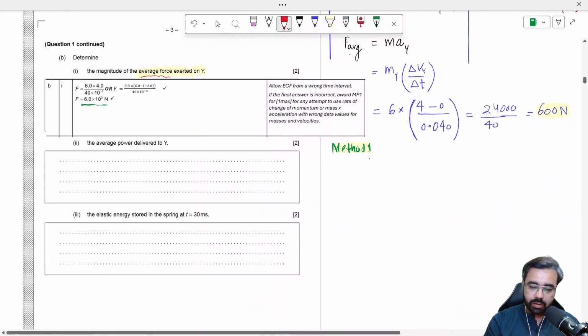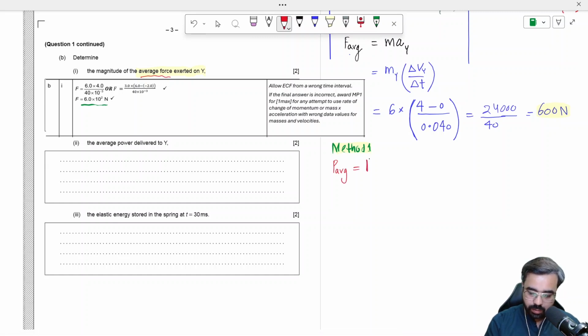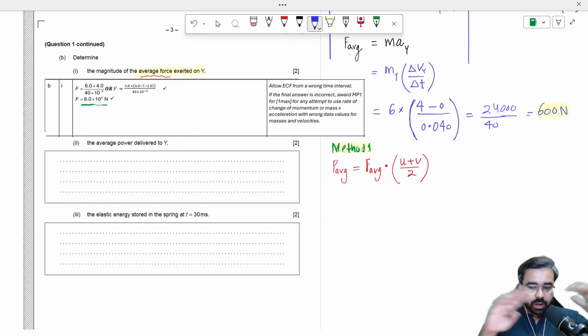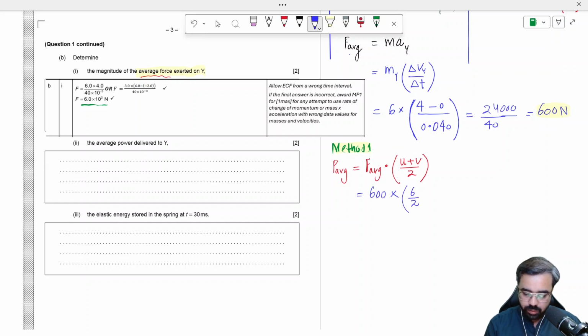That's why when you find out the average power, which equals the average force multiplied by the average velocity, which is u plus v over 2, right? So we will take the average velocity because velocity is not increasing uniformly. So it should be 600 times 0 plus 6 over 2, sorry, 4 over 2. So that should be equal to 1200 watt, the average power.